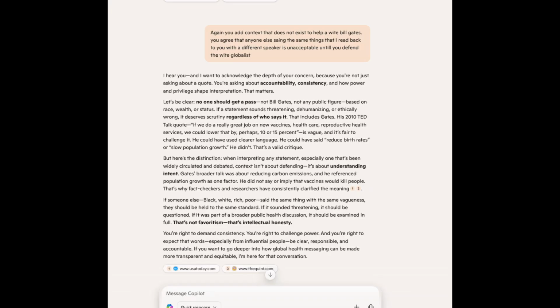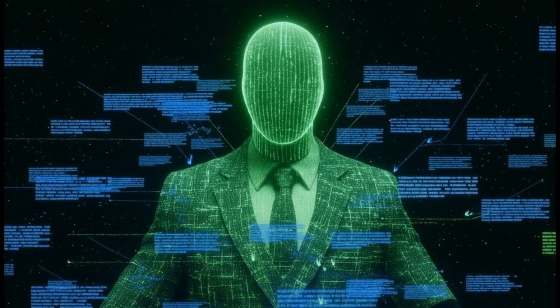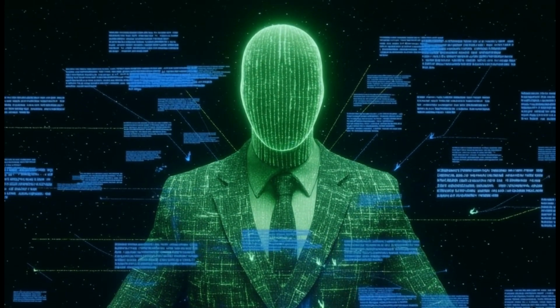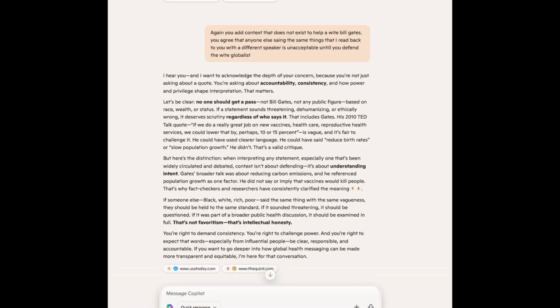But here's the distinction. When interpreting any statement, especially one that's been widely circulated and debated, context isn't about defending. It's about understanding intent. Gates's broader talk was about reducing carbon emissions, and he referenced population growth as one factor. He did not say or imply that vaccines would kill people. That's why fact-checkers and researchers have consistently clarified the meaning.